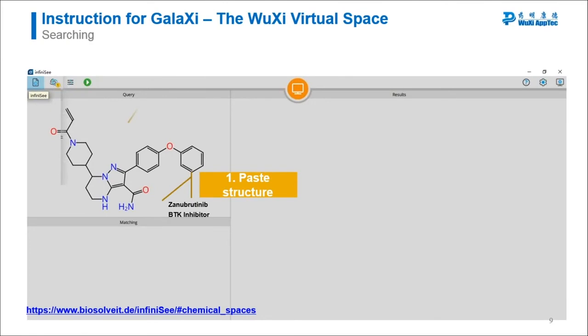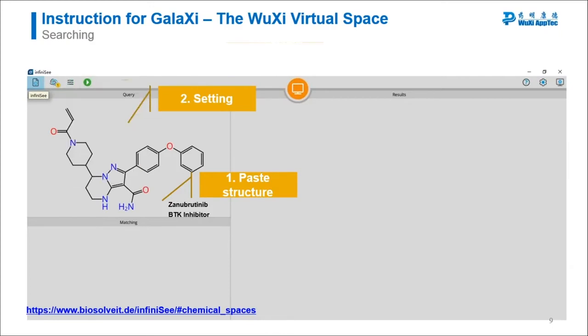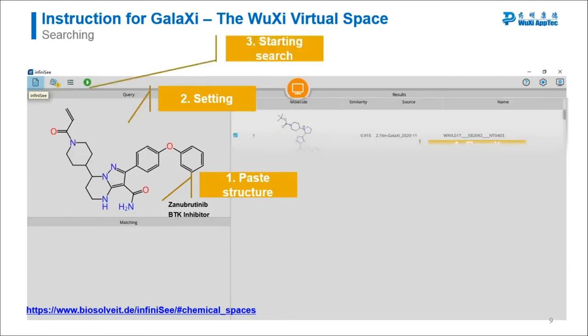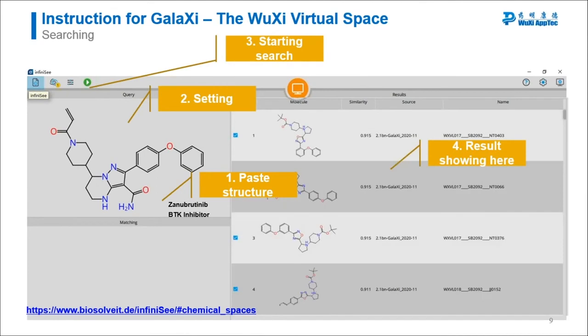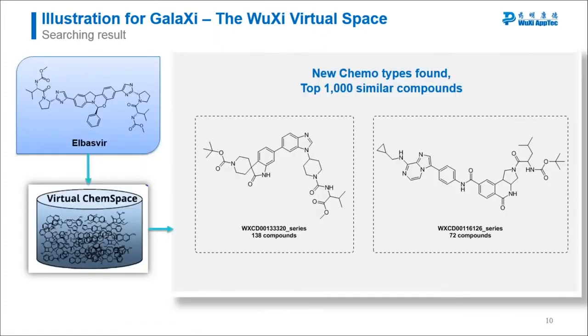Here is just an example to show how to search in GalaXi. You just need to paste the structure. Here we show a BTK inhibitor as an example, and you can set the criteria based on your needs. After starting the search, in only 1 or 2 minutes you can get the results shown here. You can easily save the search results, and there is also a link to download them, which you can use very easily.